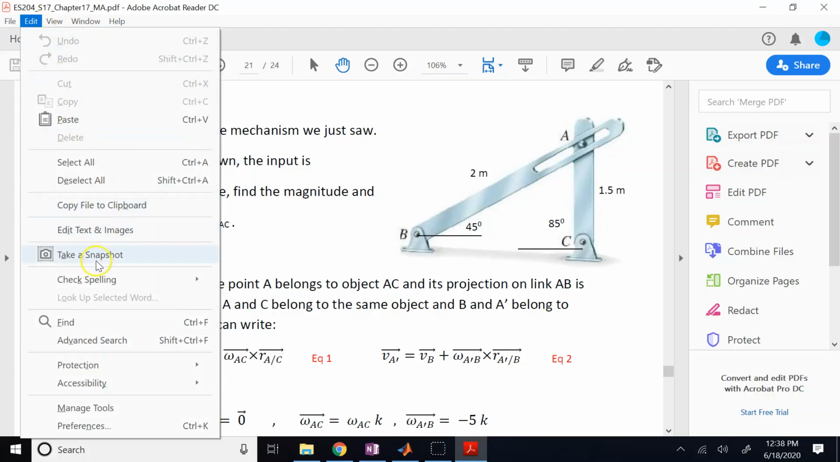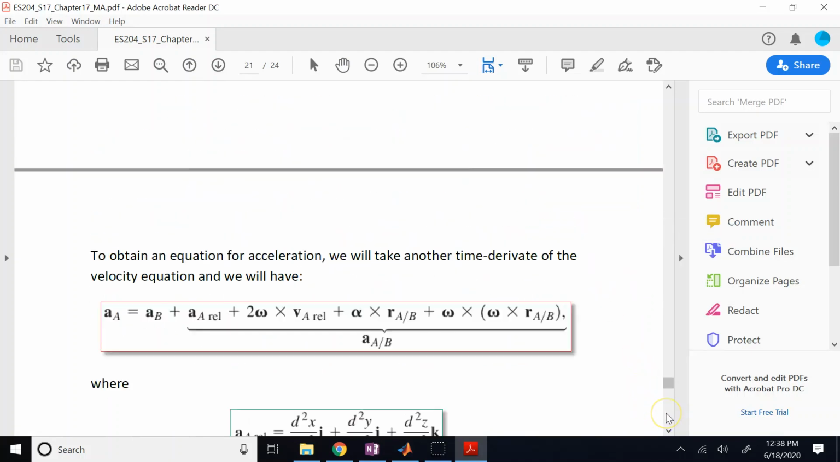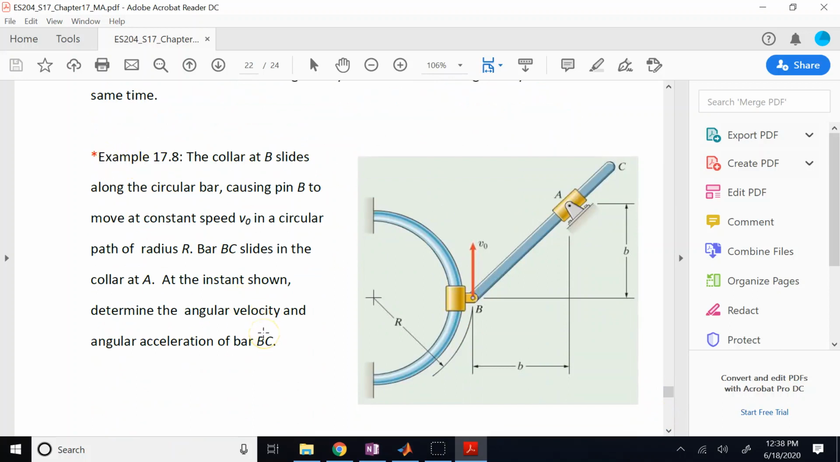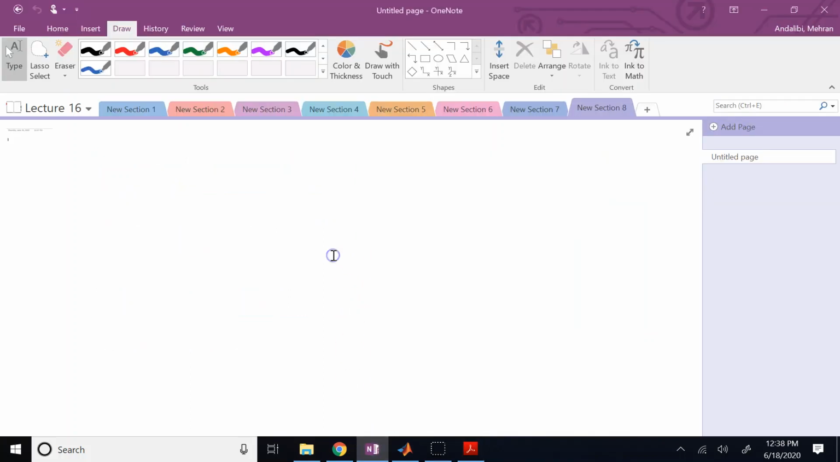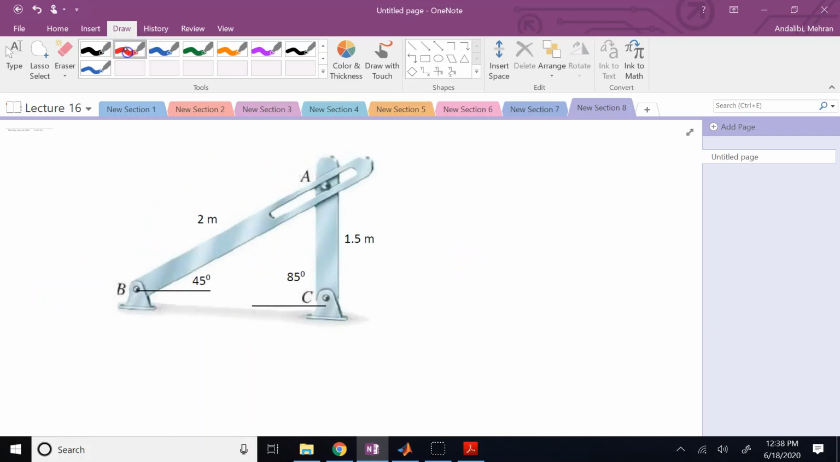So what I do here is I copy this into OneNote, and we're going to solve this. By the way, there is a second problem here, example 17.8, which is a very good example, but we're going to leave it for inside the class. So if we go here and paste, omega AB is given to us as 5 radians per second clockwise, and we have to find omega AC. So what we do, we use points B and A directly and we relate them to each other, although B and A do not belong to the same rigid body, but that's fine.